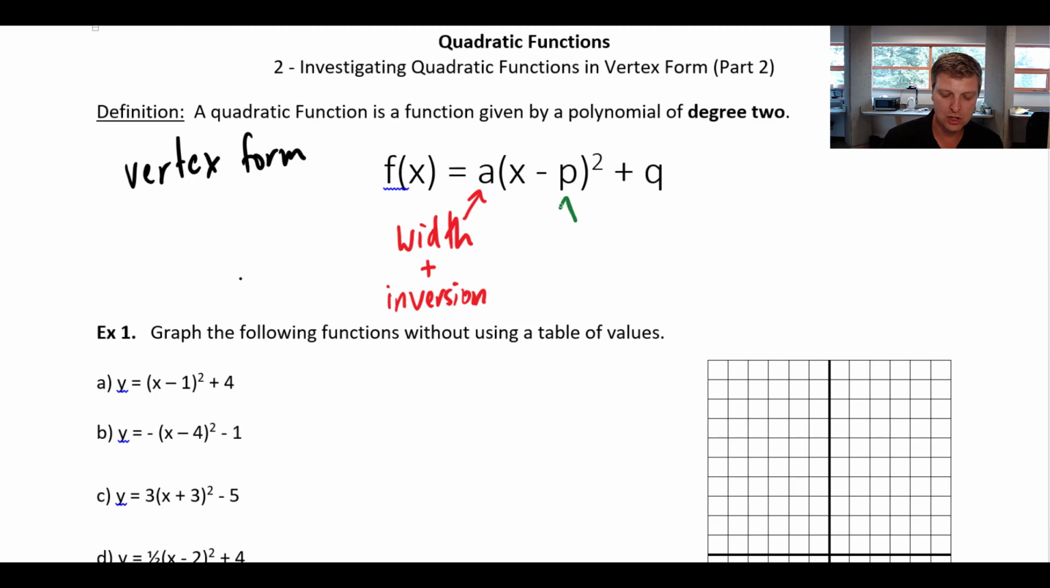The P value is going to shift things, but only left and right. Just a reminder that there is a little negative sign there, and that negative sign just means that when you subtract a number from x, you're actually going to be shifting to the right, and when you add a number to x, you're going to be shifting it back to the left. And then the q value on the end is going to be involved with shifting up and down.